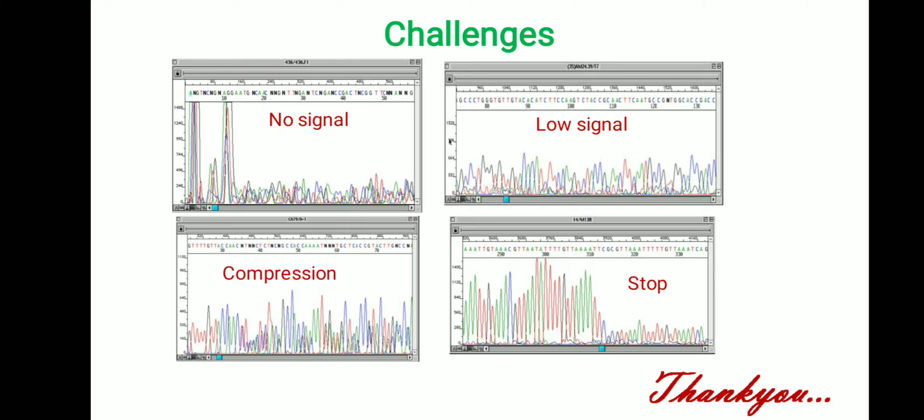Here some of the challenges are that sometimes no signal is observed by the detector or a low signal is observed by the detector, and compression of signals is a problem, and sometimes the elongation itself is stopped. So these things need more optimization before starting the sequencing on this automated Sanger platform.